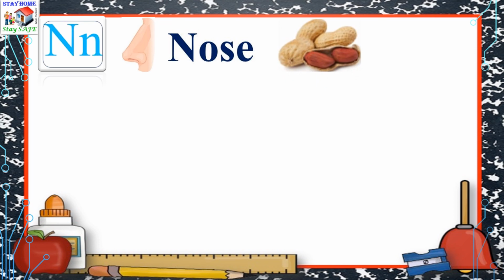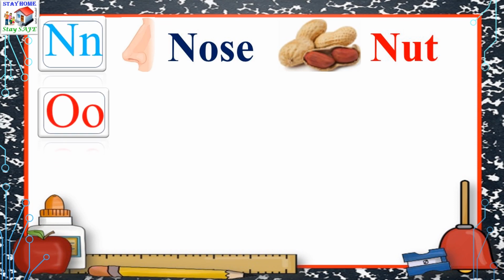Dear students, let us learn some new words with each letter and spell them with me. First letter is N. N is for nose. N-O-S-E. Nose. Nose means neck. Then N is for nut. N-U-T. Nut. Nut means badam.